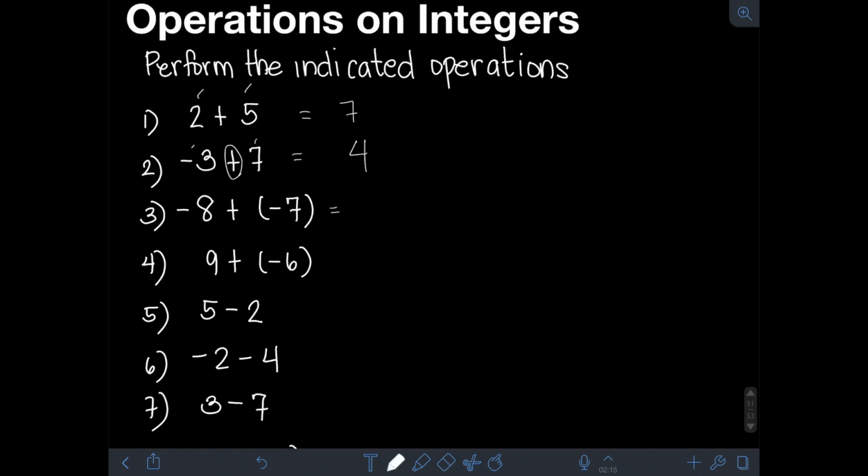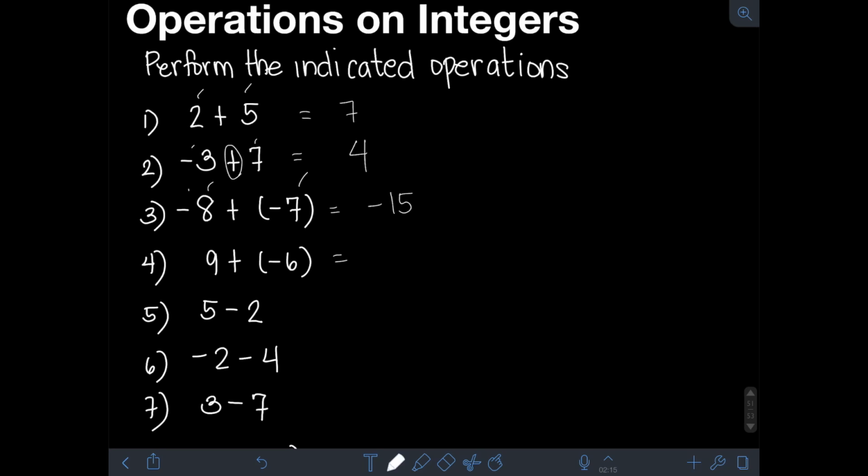Next, negative 8 plus negative 7. So, this time, pareho silang negative. So, add lang natin yung absolute value ng dalawang numbers. So, absolute value negative 8 is 8. Absolute value of negative 7 is 7. So, 8 plus 7 is 15. Kasi dahil pareho silang negative, dapat kokopyahin din natin yun sa sum nila. So, dapat ang sagot is negative 15.